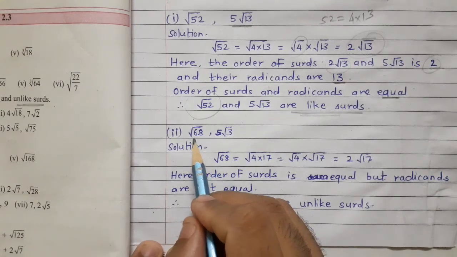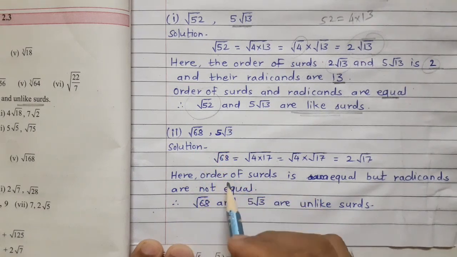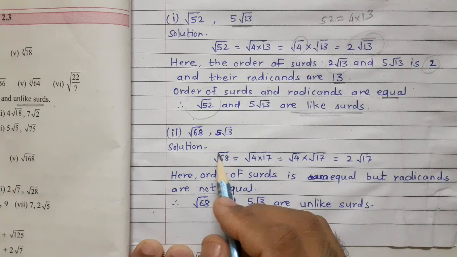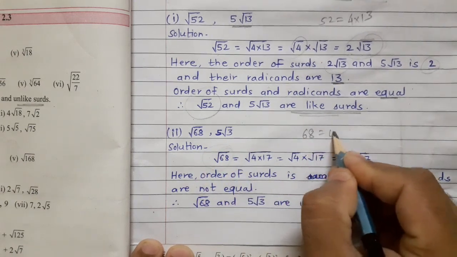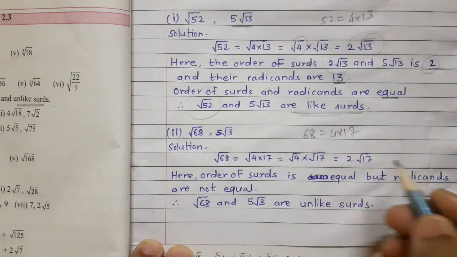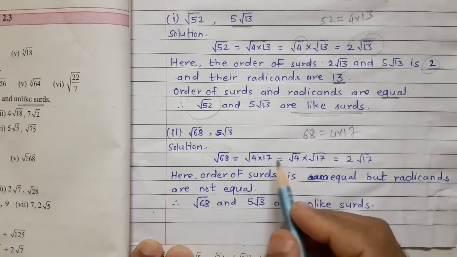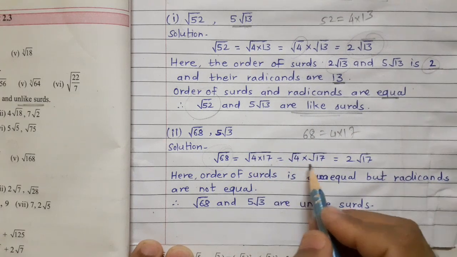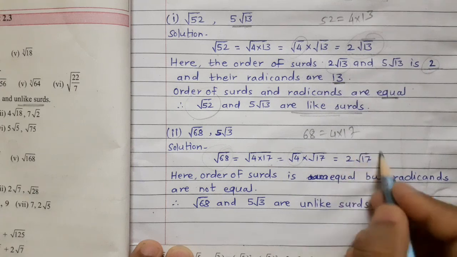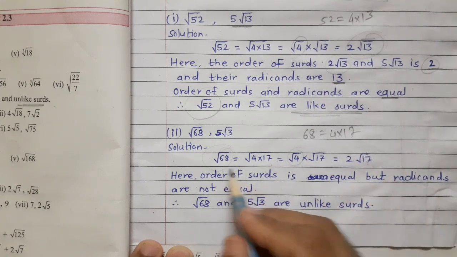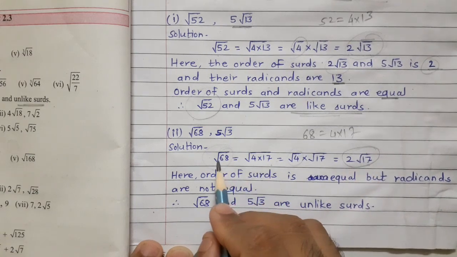Here square root of 68 and 5 square root of 3 are given. So for square root of 68, we can write the simplest form. We can write 68 as 4 multiplied by 17. Then we are having square root of 4 multiplied by 17. Next, square root of 4 multiplied by square root of 17, and square root of 4 is 2. Then we are having 2 multiplied by square root of 17. Now 2 multiplied by square root of 17 is the simplest form of square root of 68.